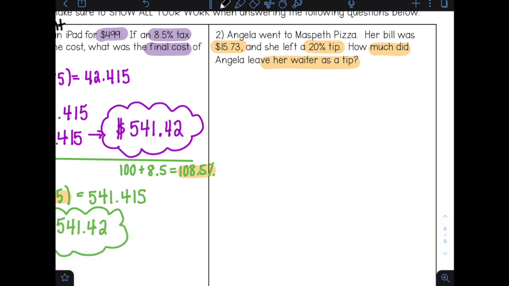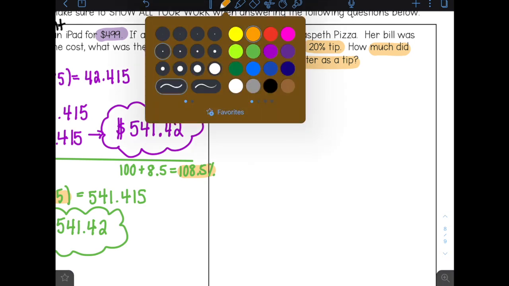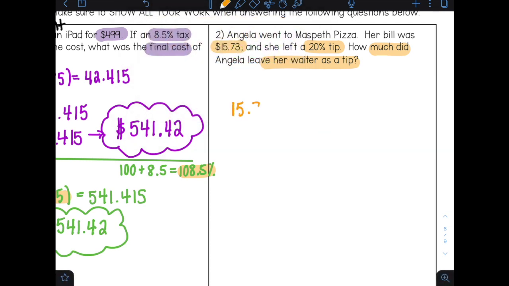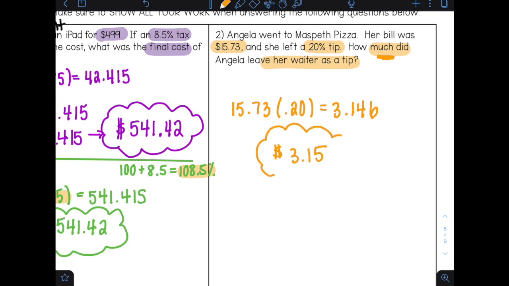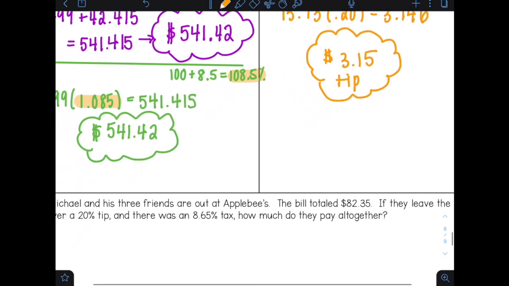Okay, so for this one, we're given the total, which is $15.73. All we have to do is find the 20% tip. So 20% of $15.73, we're going to get 3.146, which remember, we're talking about how much money. So this would turn into 3.15. $3.15 is going to be your tip. That's 20% of the bill. All right, let's move to number 3.